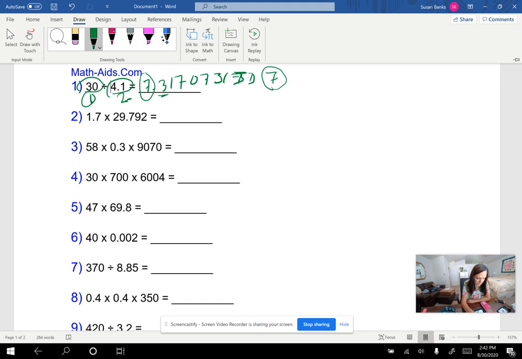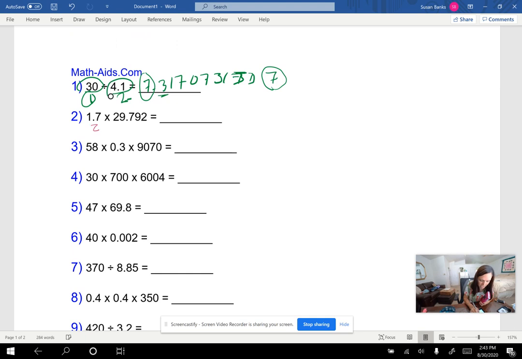Okay. Number 2, I've got 1.7. I've got 29.792. So let's look at our digits. We've got 2 digits here and we've got 5 digits here. So 2 digits is what we are held to. So I'm going to plug this into my calculator. 1.7 times 29.792. My calculator spits out 50.6464. If I'm only held to 2, then I look at that 6 next door. That 6 tells me to round up. So what I'm going to really report is 51.